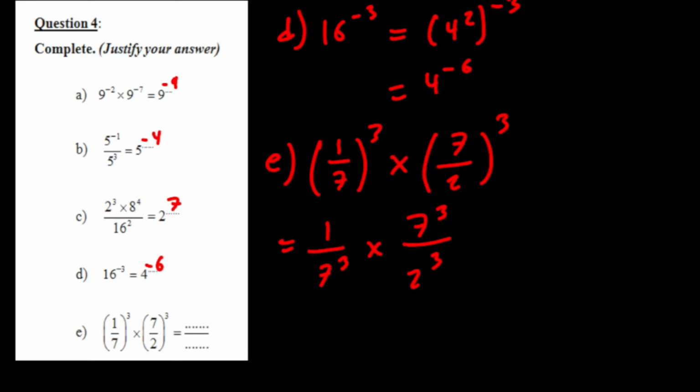Simplifying this, we can cross simplify. So 7 to the power of 3 cancels out with 7 to the power of 3, giving us 1 and 1. So that's the same as 1 multiplied by 1 over 2 to the power of 3, which is 1 over 2 to the power of 3. 2 to the power of 3 is 8. So 1 over 8. Hopefully you were solving along and you got all the answers correctly. And if you didn't, hopefully you learned something new and we can move on to question number 5.